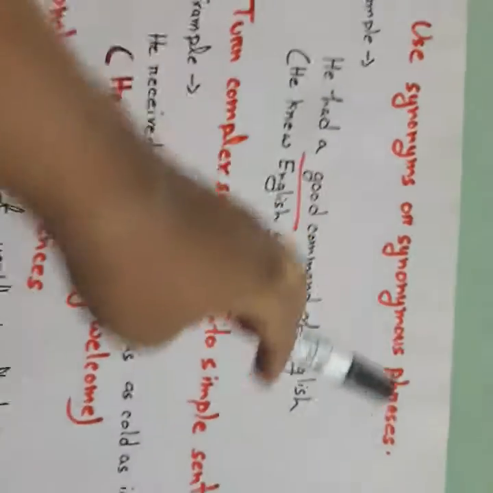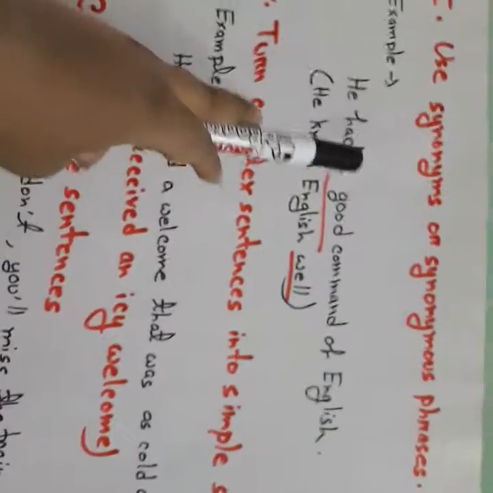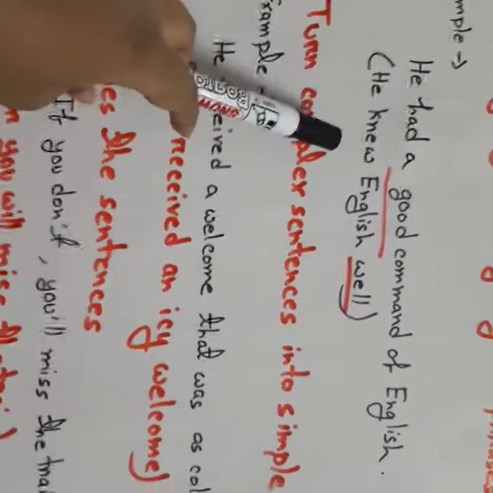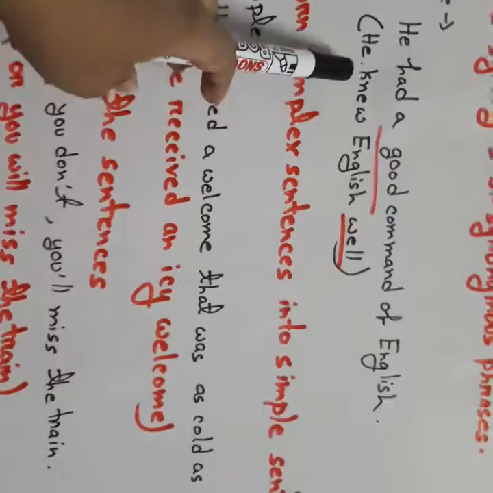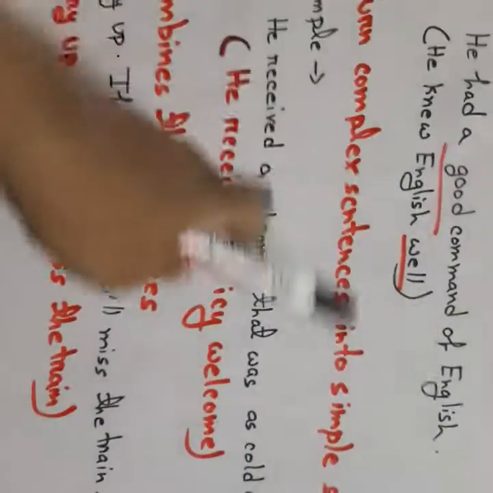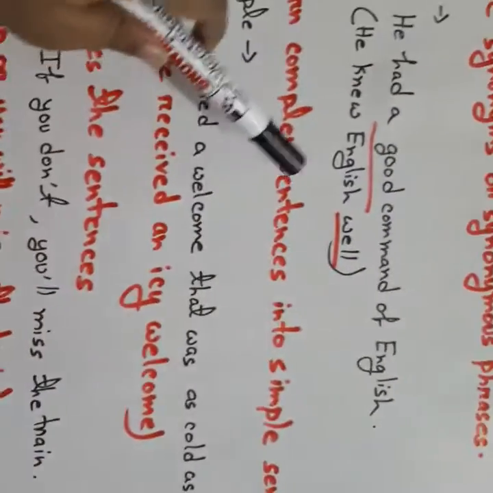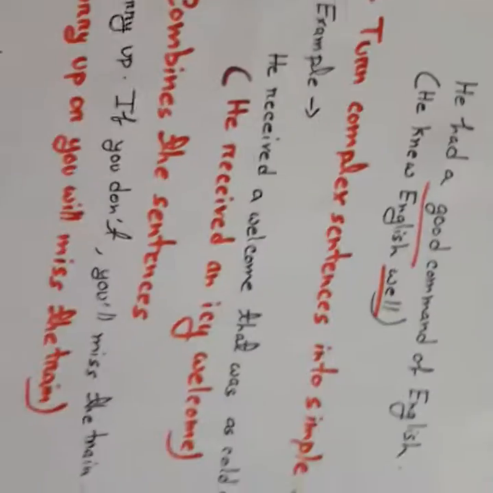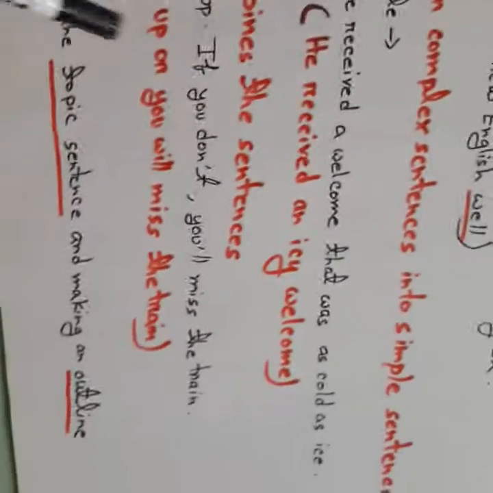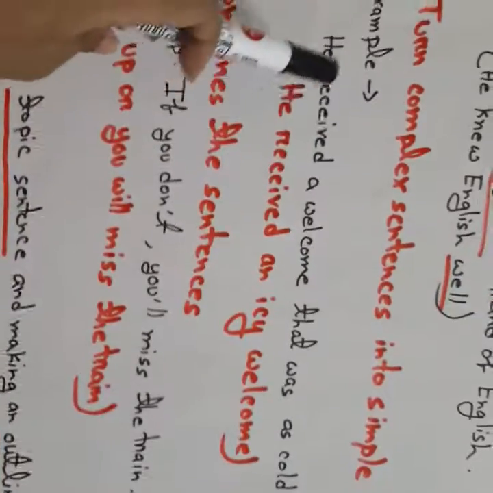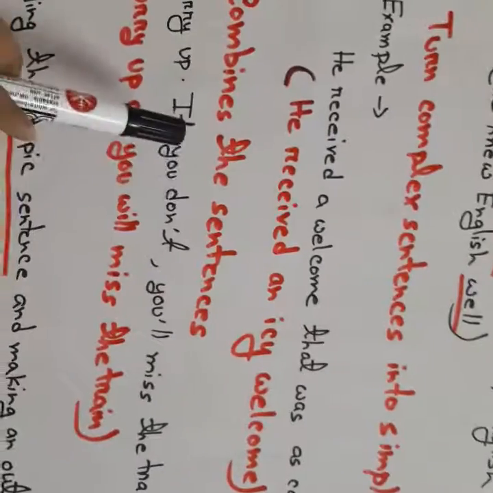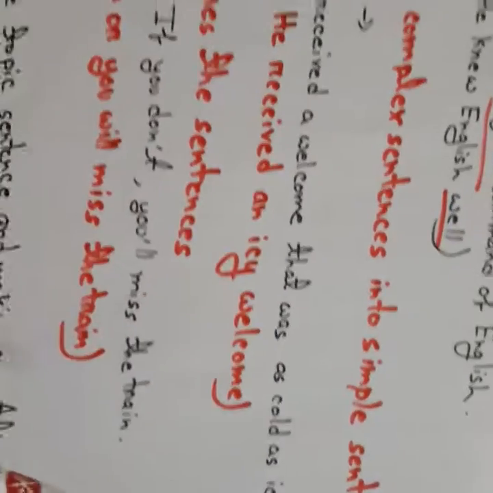Use synonyms or synonymous phrases. For example, he had a good command of English. Instead of that, you can write, he knew English well. So you just use a synonym of good and use well. Turn complex sentences into simple sentences, like he received a welcome that was as cold as ice. You can write here, he received an icy welcome.